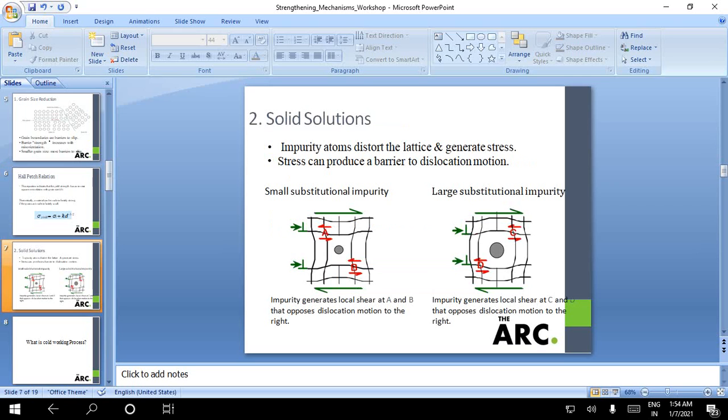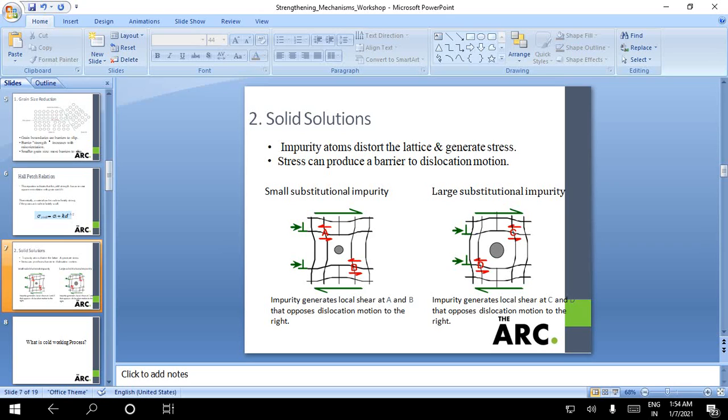This is the second one, solid solution. The impurity atoms normally will disturb the lattice and also generate stress. The stress can produce a barrier to dislocation motion. So here you see the impurities, the small impurity and the larger impurity we are considering.